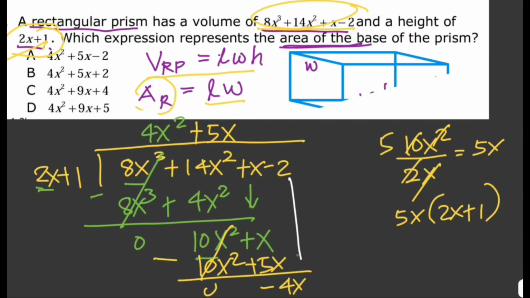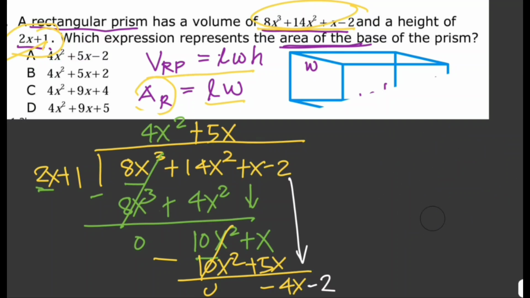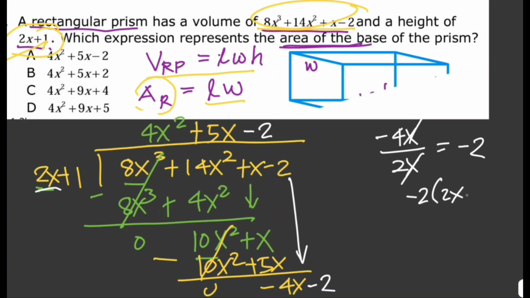Then we bring down the negative 2. This would become negative 4x minus 2. Then we divide negative 4x by 2x. So x here cancels out, and negative 4 divided by 2 is negative 2. So this is negative 2. Then negative 2 times 2x plus 1. Okay, we don't have space anymore.